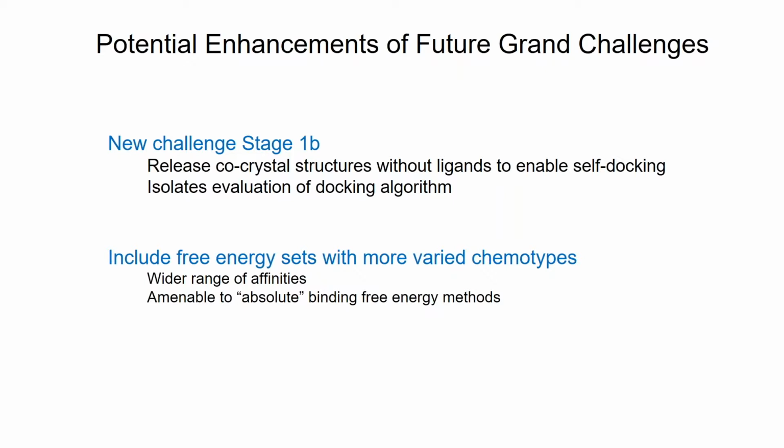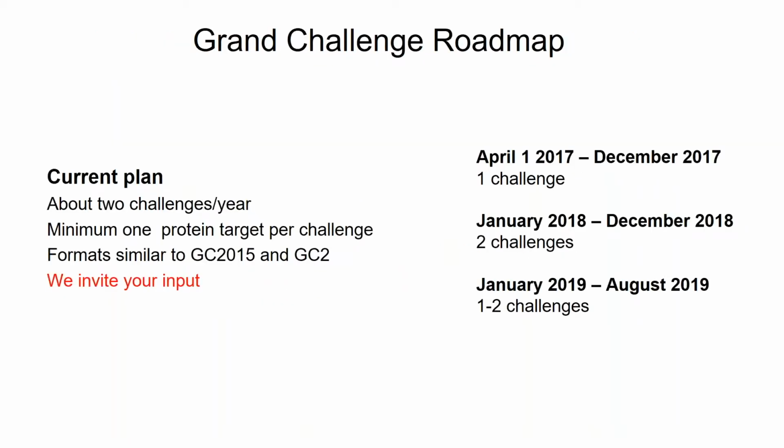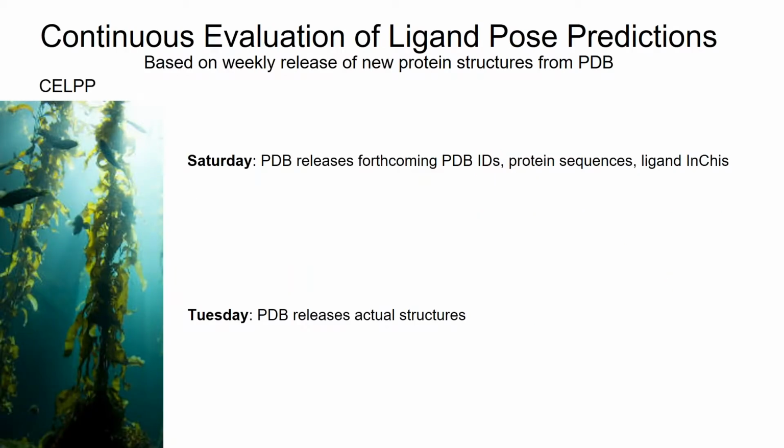A couple of enhancements we're contemplating. One is to address the issue that results of docking tend to be controlled a lot by what protein you're docking into. So we may put in a stage 1B where we'd release the co-crystal structures but without the ligands. So you now would have a self-docking challenge, which would test the algorithms as opposed to your ability to pick the right protein structure. And another one is that it would be interesting now, with absolute binding free energy methods coming online, as opposed to relative binding free energy methods, to look at more varied chemotype sets for the free energies. And that may let us put them on more of an even footing of comparison with the scoring methods.